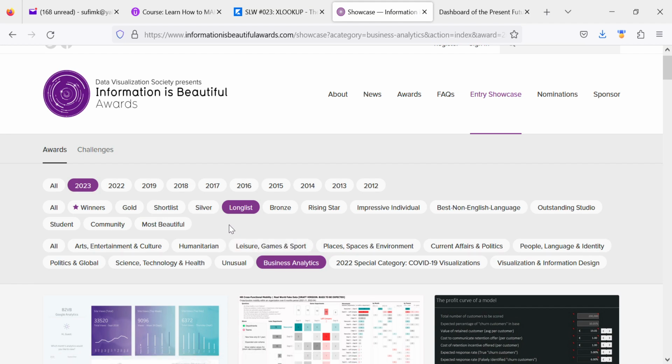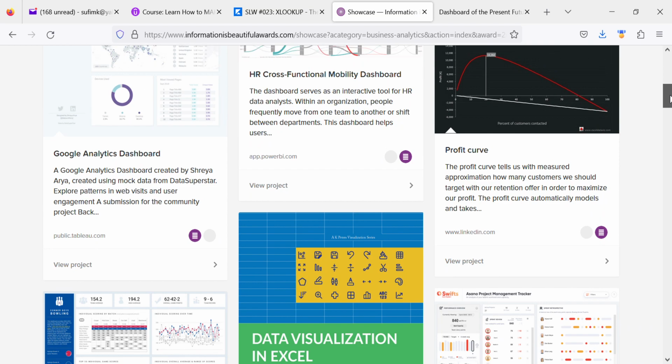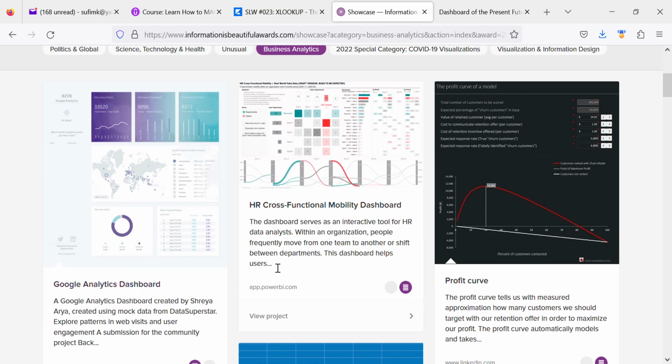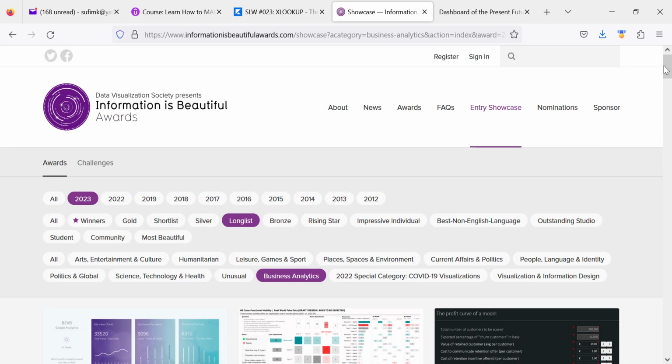Today I'm interested in presenting the case of business analytics. In the category of business analytics, here is a showcase of the long list. For example, here is the Google Analytics dashboard, HR cross-functionality mobility dashboard, profit curve, and so on. These are the long list. Let's just dive into the short list.